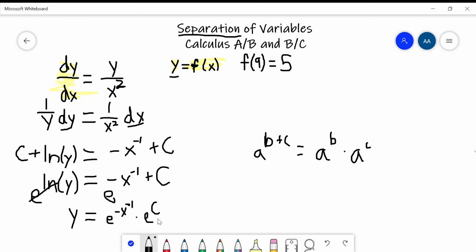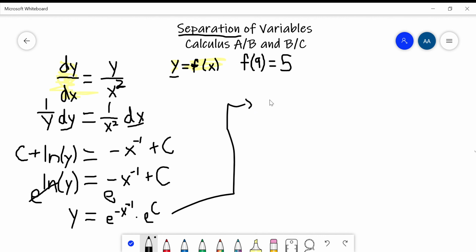Now we do have a function of y, but there's something we can do to make this even simpler. This one is a bit harder to catch, in my opinion. Most people just skip it because there's no point in it. I personally don't, because I find it a little easier to write that way. So I'm just going to move right here. We're going to have y is equal to e to the negative x to the power minus 1, and then times e to the c. So what's e to the c?